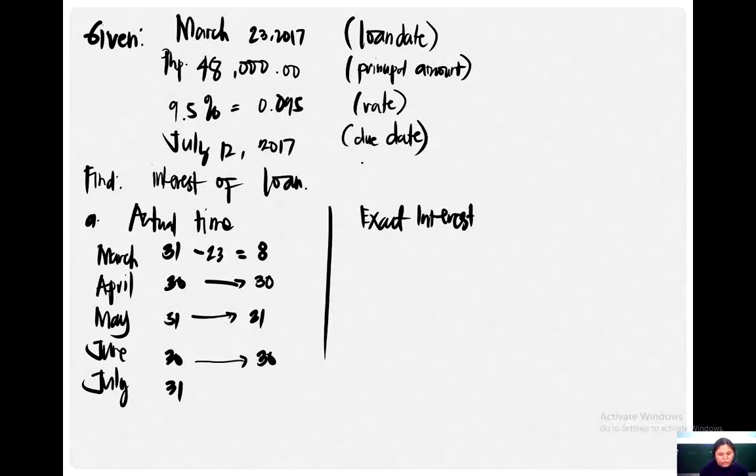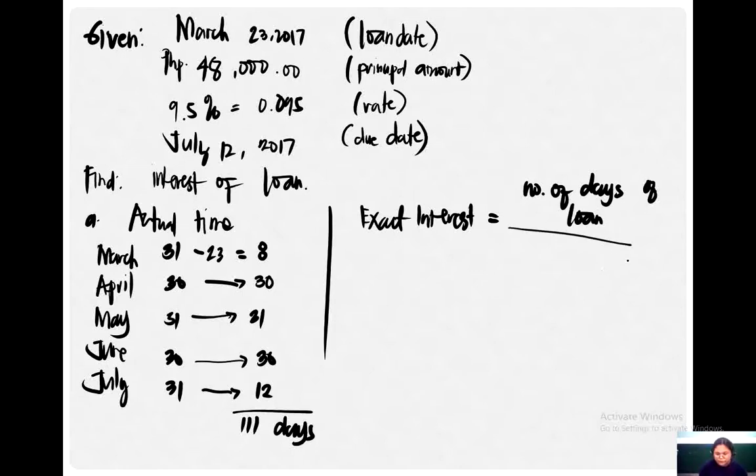Okay, so the due date is July 12. Then add them together. The answer is 111 days. So for us to get the exact interest, again, our formula is the number of days of loan all over 365. So the number of days of the loan that we get is 111 over 365.